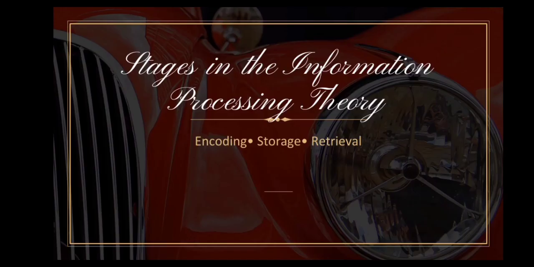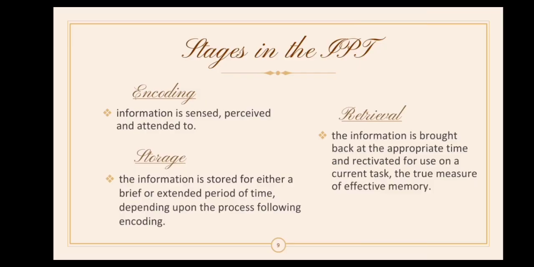So the stages in the information processing theory are encoding, storage, and retrieval. In encoding, information is sensed, perceived, and attended to. We get information into our brains through a process called encoding, which is the input of information into the memory system. Once we receive sensory information from the environment, our brains label or code it. So we organize the information with other similar information and connect new concepts to existing concepts.